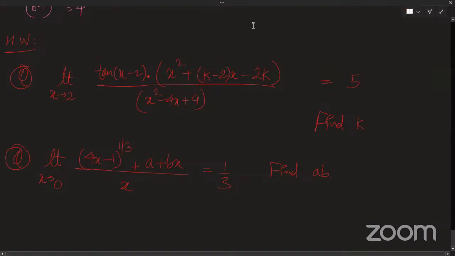Okay, so that's it for today. And for practice problems, you can do this limits part. Over here, you have got many questions related to chain rule also.